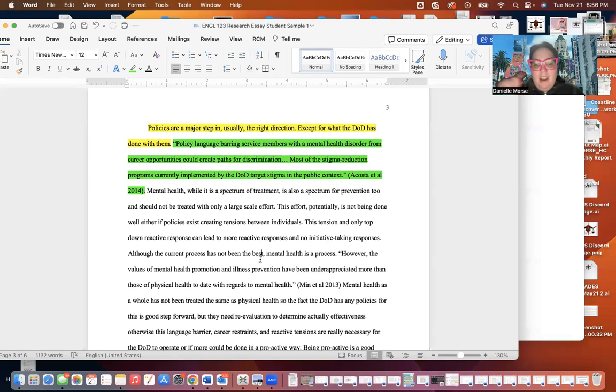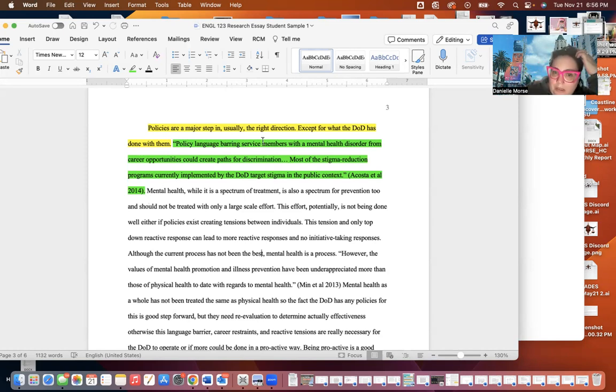It's not being done well either if policies exist creating tensions between individuals. Again, we don't have an example of this. So I like that the writer is moving in this direction of, this isn't being done well. There's a problem here. It's creating tensions between people. There's this, there's that, but they're still not being specific about what policies. Also, it's a hit and run quotation because there's no evidence analysis.